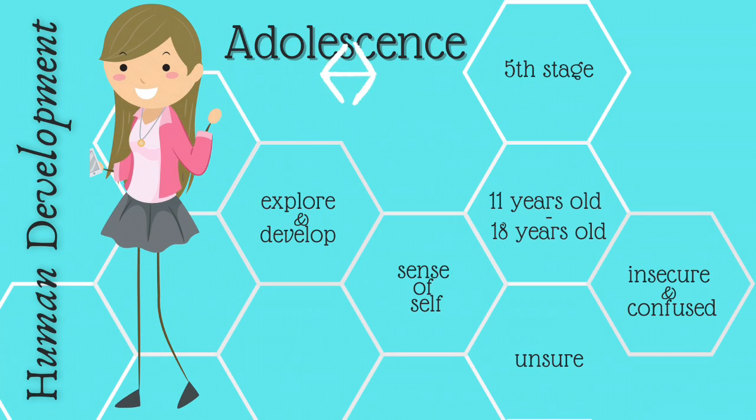Fifth stage is adolescence, from 11 years old to 18 years old. Children explore and develop a sense of self. Those who remain unsure of their beliefs and desires will feel insecure and confused about themselves and the future.